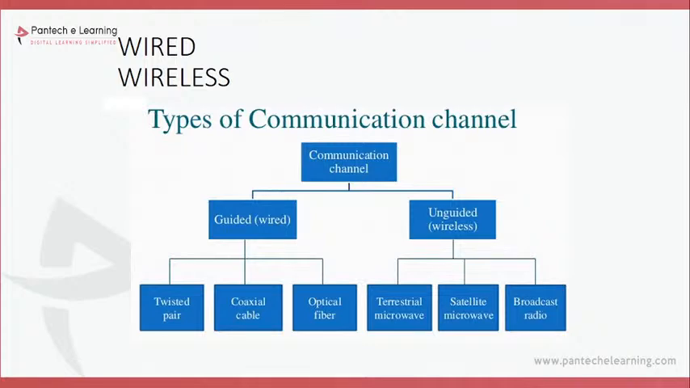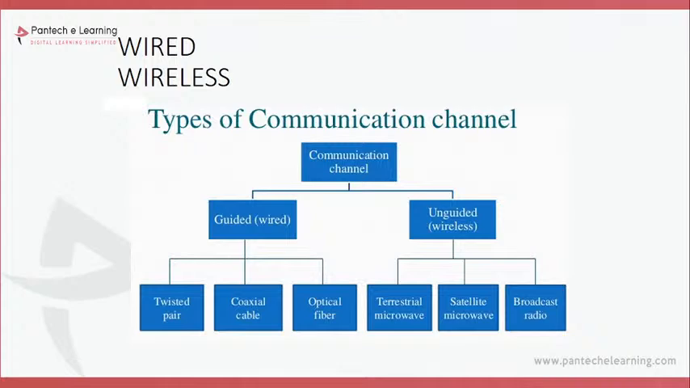The pairs of wire are bundled together and covered by a protective shield. So this is the structure of twisted pair. Then next we move to coaxial cable.